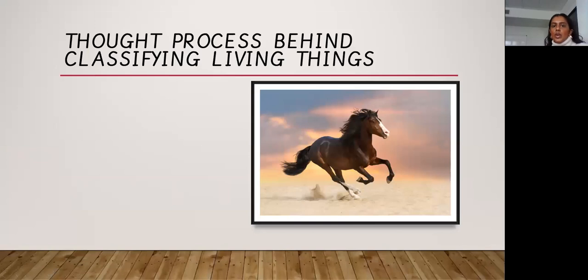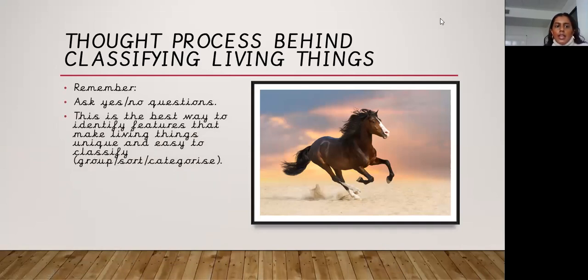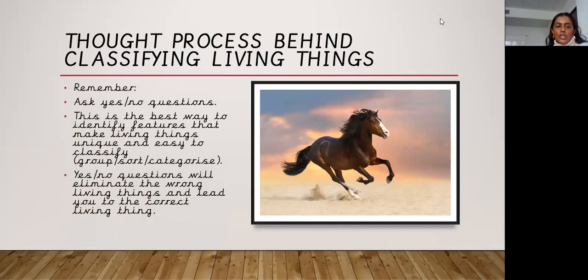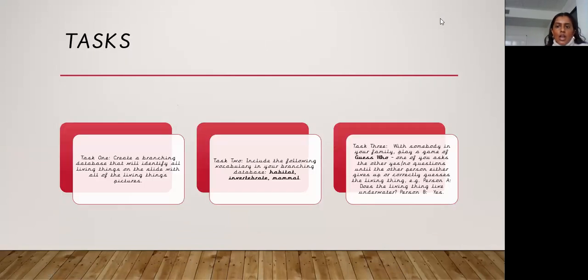Let's have a look. Thought process behind classifying living things. Remember, ask yes and no questions. This is the best way to identify features that make living things unique and easy to classify. Yes and no questions will eliminate the wrong living things and lead you to the correct living things. So here is your activity today, is to create a branching database that will identify all living things on the slide with all of the living things pictures.